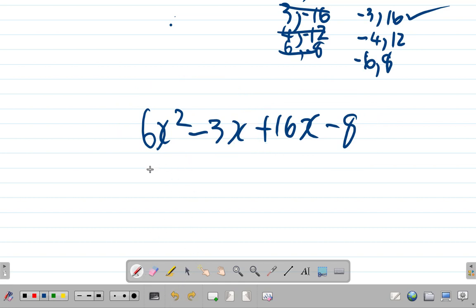So what we have as a common factor, in terms of a number, 3 can go into 6 and 3 can go into 3. So we have 3 here. X can go into x squared and x can go into x. So we have x here.